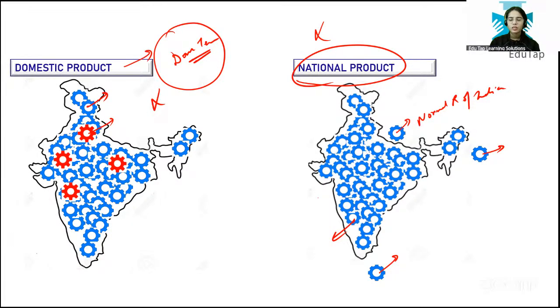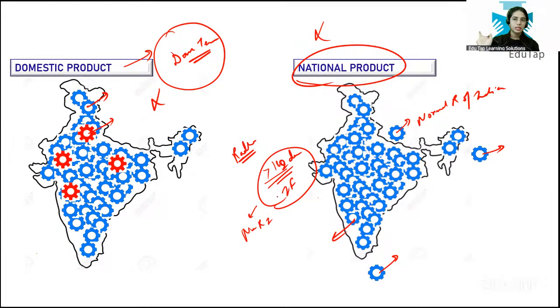Harini, 6 months means how many days? 180 or more than 180. If an Indian, let's say Radha, is working for more than 182 days in India, in the Indian firm, she will be considered a normal resident of India. That is the basic criteria.